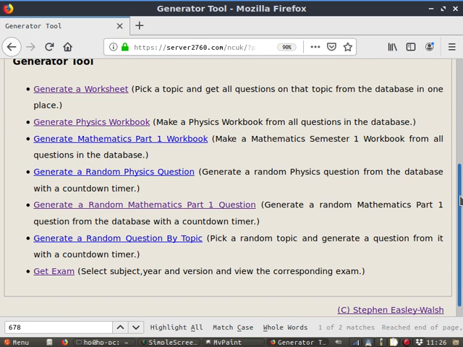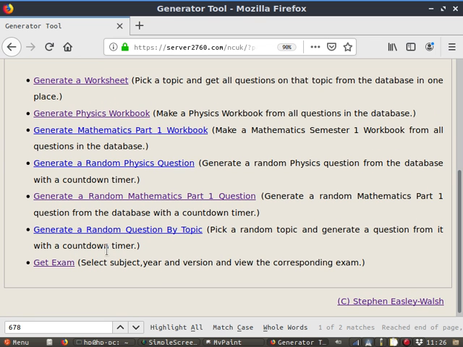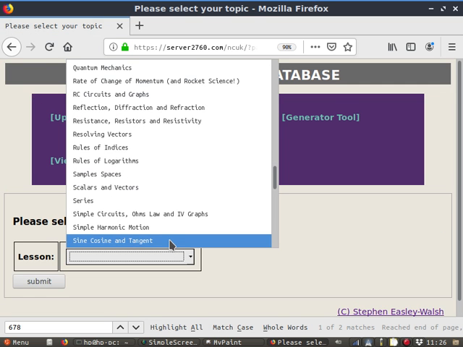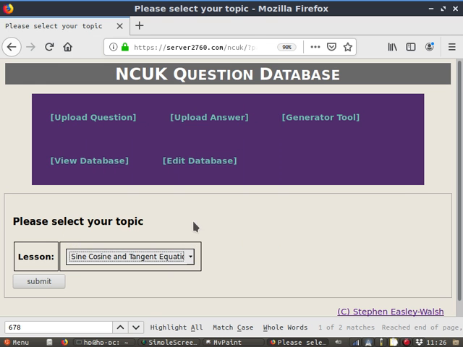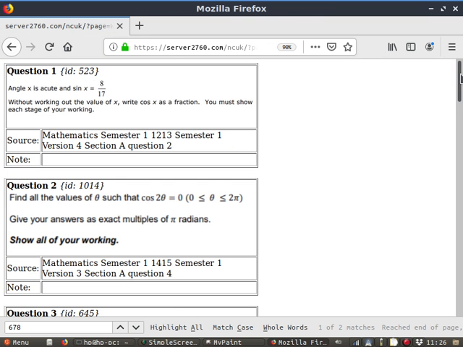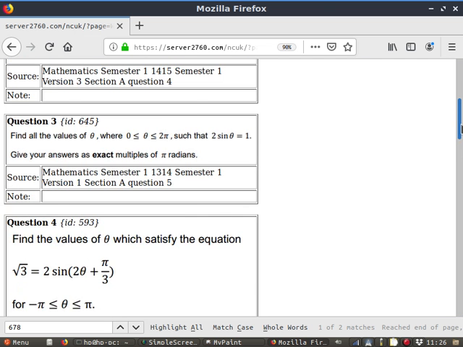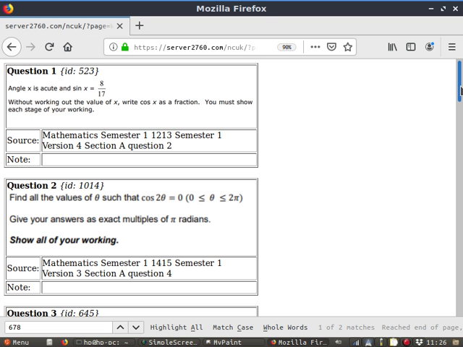So how many of these do we want to do now? All of them. Yeah. So I want to get a worksheet, sine, cosine, and tangent equations. So how many have I got? We got 13. Does that one look familiar?